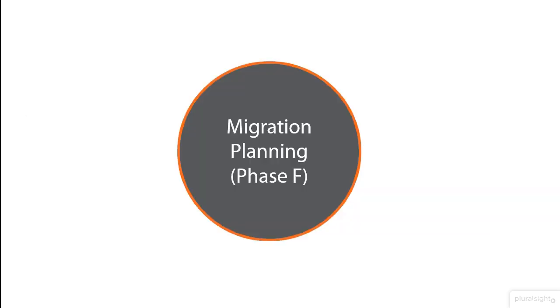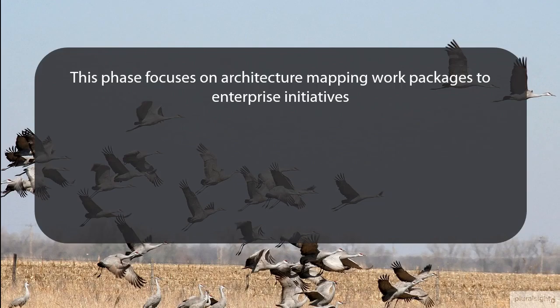Phase F, or the migration planning phase, essentially involves using the endorsed architecture roadmap and the candidate work packages to work with the portfolio and program managers to identify how the architecture roadmap can be realized through enterprise initiatives, which could be any of the existing initiatives that are already funded and underway, or it could be future initiatives planned for implementation, and it might perhaps involve new initiatives that may need to be identified, prioritized, and approved for implementation.